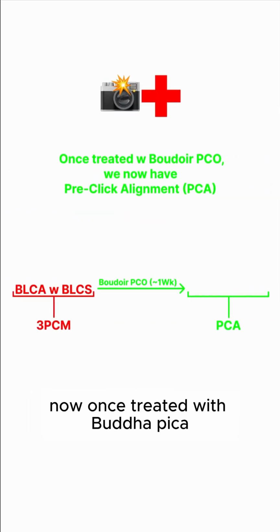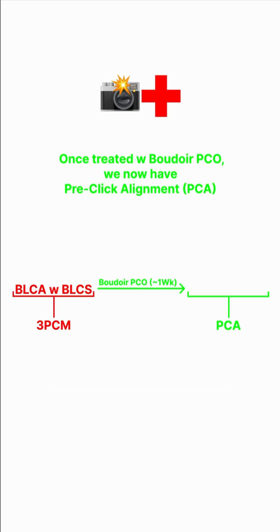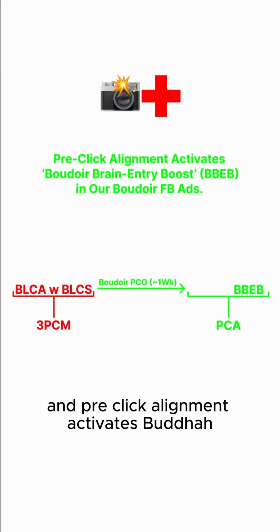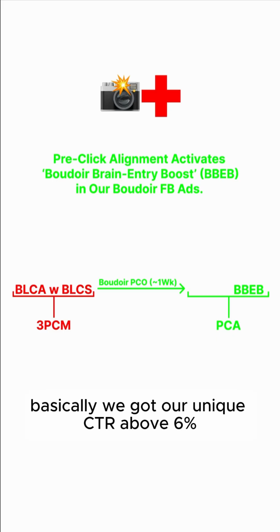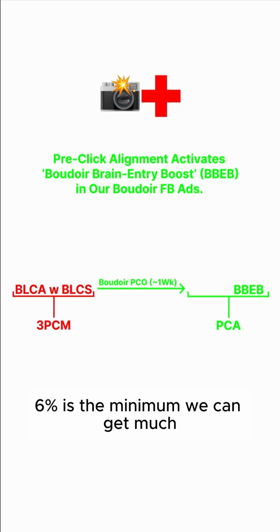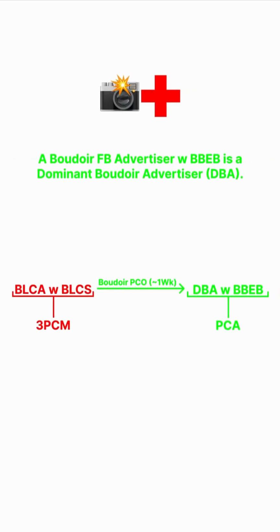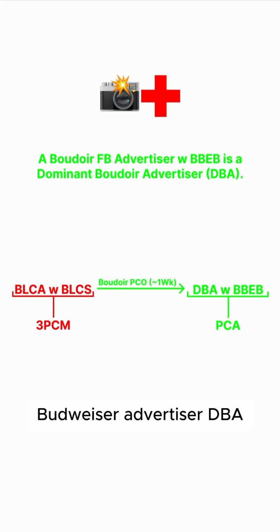Now, once treated with Boudoir Pico, we now have pre-click alignment, PCA. So we've gotten rid of the 3 pre-click mistakes. We now have pre-click alignment. And pre-click alignment activates Boudoir brain entry boost in our Boudoir Facebook ads. Basically, we got our unique CTR above 6%. That's where we need to be. That's literally the minimum. 6% is the minimum. We can get higher than that, but we need 6% as a minimum. And a Boudoir Facebook advertiser with Boudoir brain entry boost is a dominant Boudoir advertiser, DBA.